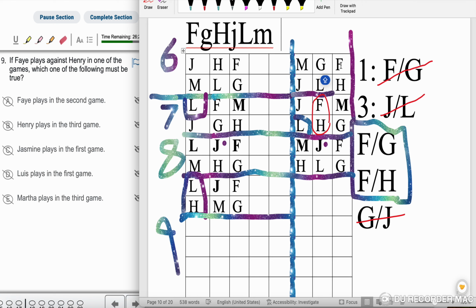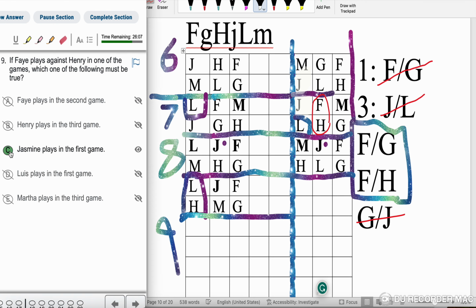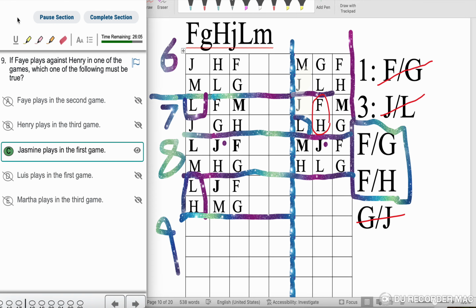Let's go and choose it. So F is in the second game. Not true. F is in the third game for the first one. H is in the third game. H is in the second game. J is in the first game. We see J in the first game for both of these. And for those of you who don't see it, I'm going to go ahead and highlight it here where you see J in the first game. So let's go ahead and choose that one as the option. So we have answer C. J plays in the first game.